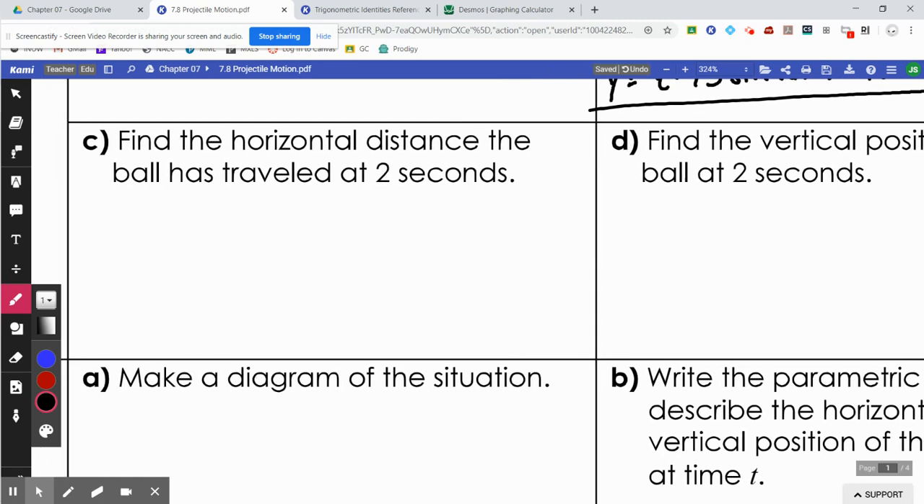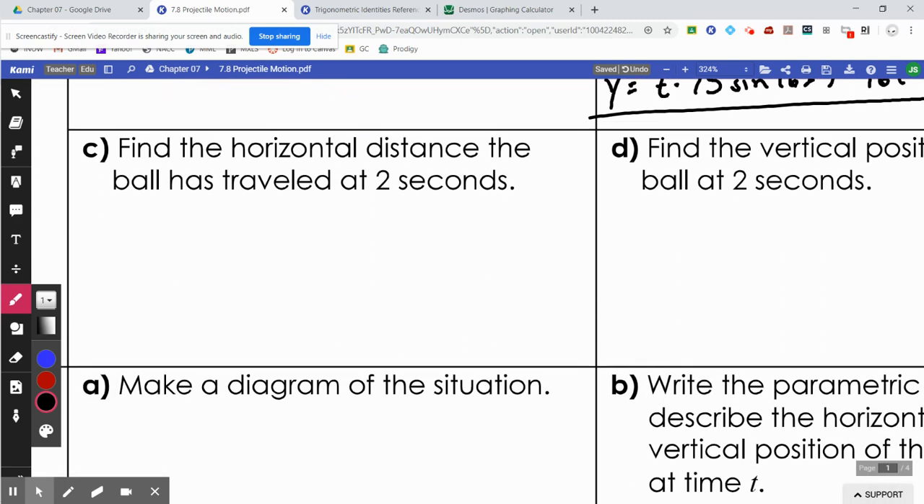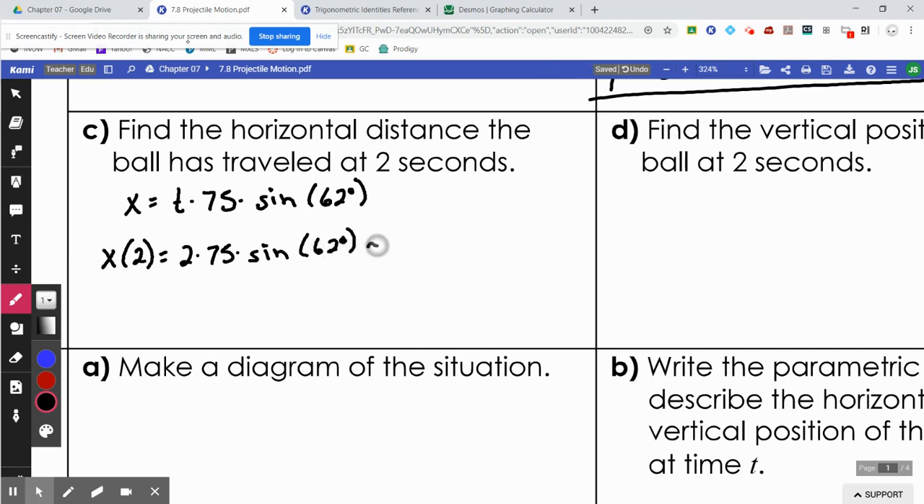Part c. Find the horizontal distance the ball has traveled after 2 seconds. So let's take our x equation and write it down here. And to find out where we're at after 2 seconds, we're simply plugging in 2. So I'm going to find x of 2, which would be 2 times 75 times the cosine of 62. And again, that's just going to be all calculator work. Type that into your calculator, and you're going to get about 70.42 feet.